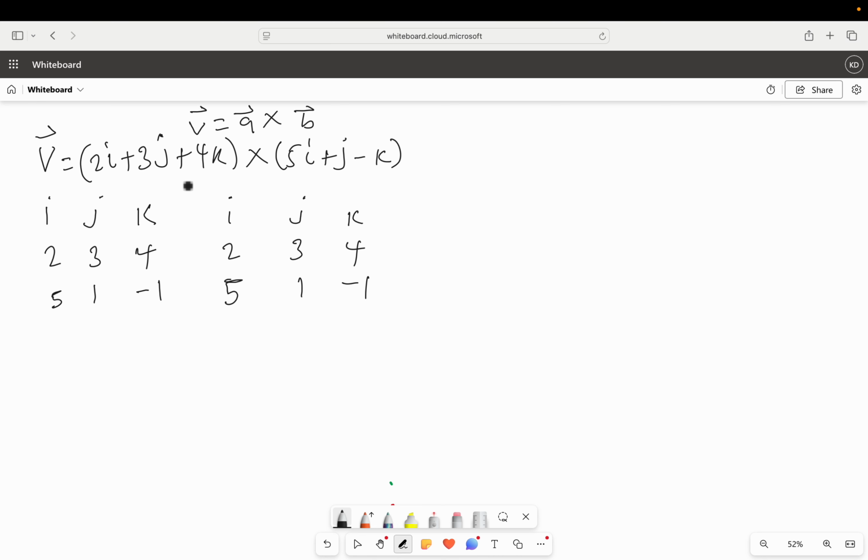So for the first vector a, I have 2, 3, 4, 2, 3, 4. Then for the second vector, I have 5, 1, minus 1, and 5, 1, minus 1.